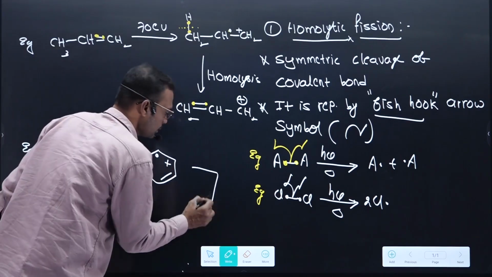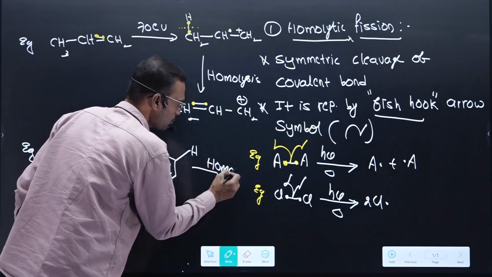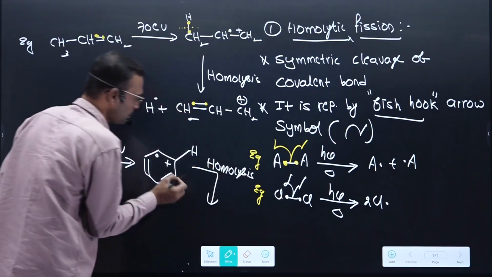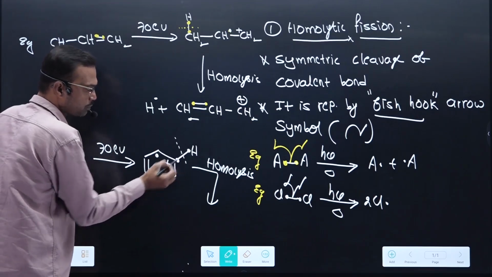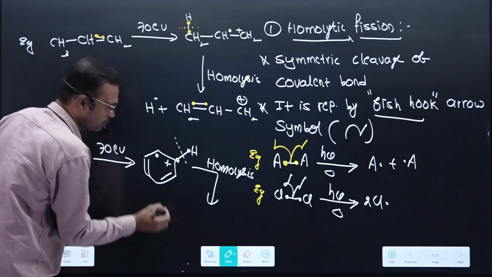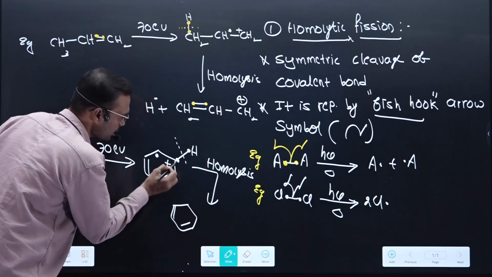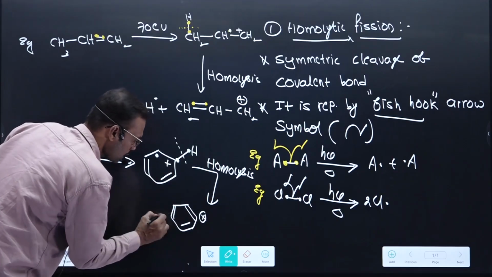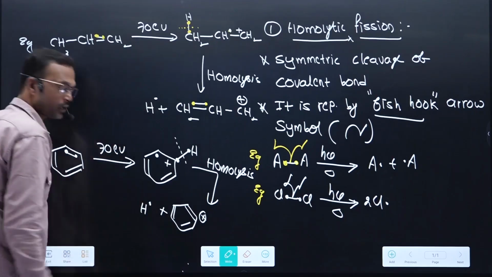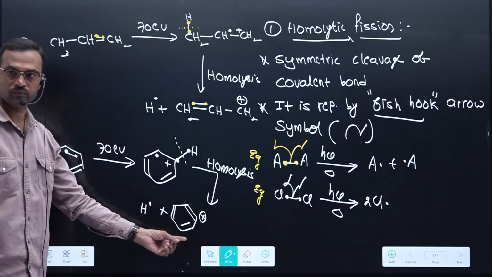So now here this hydrogen I am removing. This is homolysis, and break this bond. If I break here, both radicals are present. This radical combines with this one and forms a double bond. But this carbon already carries a positive charge. And hydrogen is removed as a radical. Then what is this? Phenyl cation.